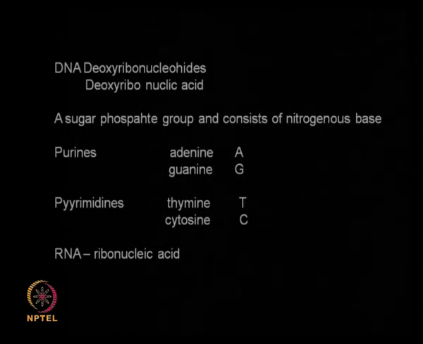Now, coming back, what is DNA? DNA is made of deoxyribonucleotides, and it has a sugar part, a phosphate group, and a nitrogenous base. The bases can be divided into two groups, the purines and the pyrimidines. The purines are adenine and guanine, represented by the letters A and G. The pyrimidines are thymine and cytosine, represented by the letters T and C. RNA is ribonucleic acid.